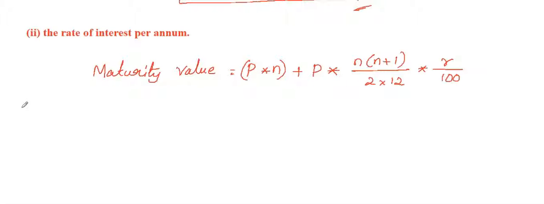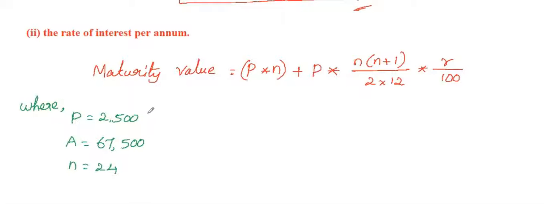So here P is the principal amount, which is 2,500 rupees per month, and A is the final amount, which is 67,500, and then N is the number of months, which is 24. Now just substitute all these values and find the rate, which is R.